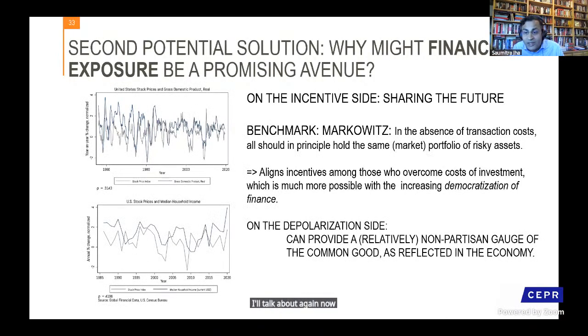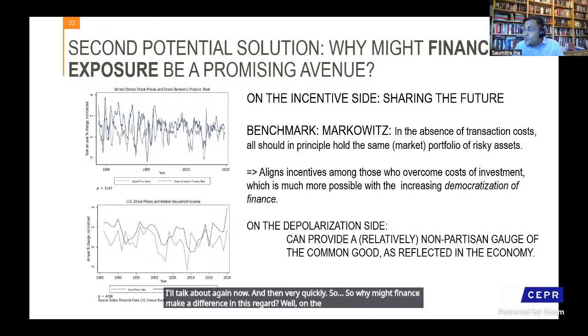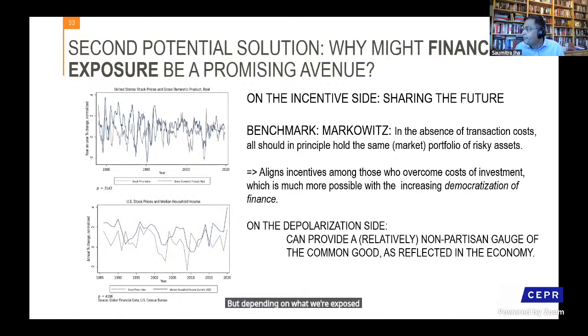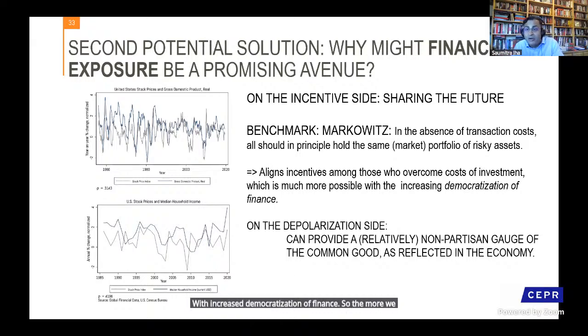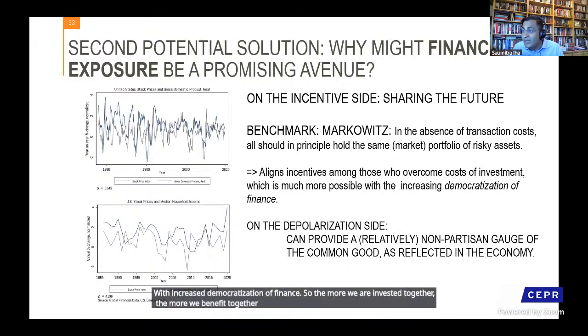And then very quickly, why might finance make a difference in this regard? Well, on the incentive side, it's really about sharing the future in incredible ways. We all gain from peace and from when the economy does well, depending on what we're exposed to. In the absence of transaction costs, we should all be holding a similar portfolio of risky assets, and so this aligns incentives among those who can overcome the cost of investments. And this is even more possible with increased democratization of finance. So the more we are invested together, the more we benefit together. This can be a way of overcoming some of the barriers and distinctions we have between us.